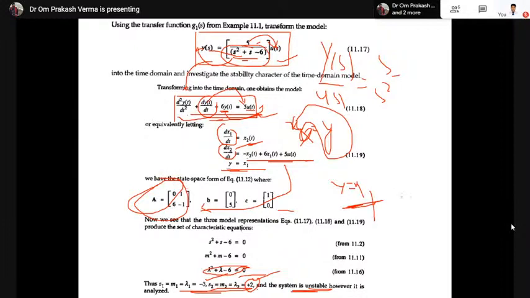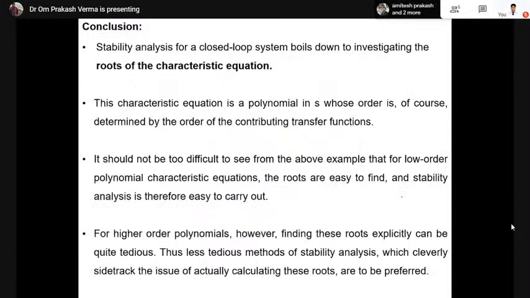Now, stability analysis for a closed loop boils down to investigating the roots of the characteristic equation. All things depend on the nature of the roots of the characteristic equation. The characteristic equation is a polynomial in s, the Laplace variable, whose order is determined by the order of the transfer function. It may be second order, third order, fourth order, fifth order.